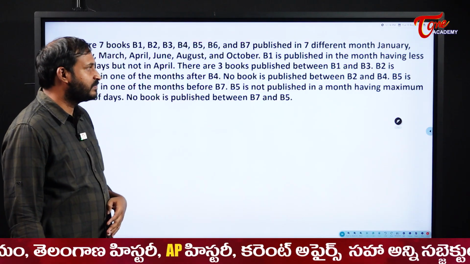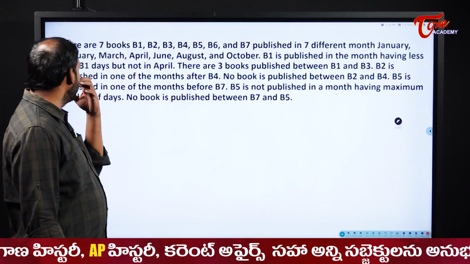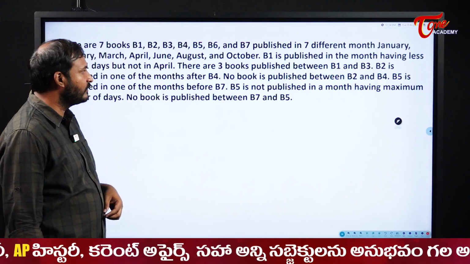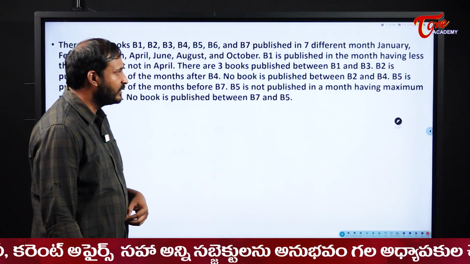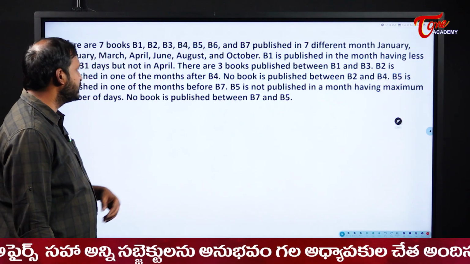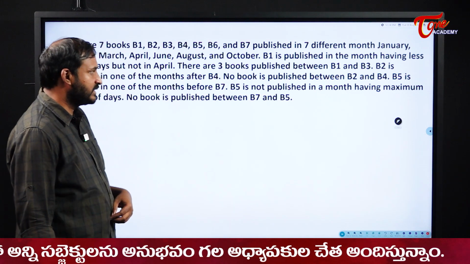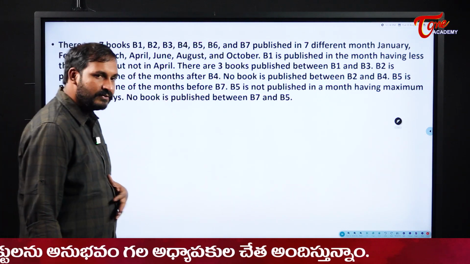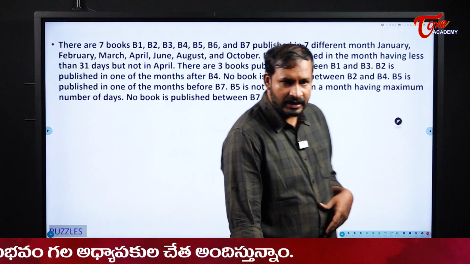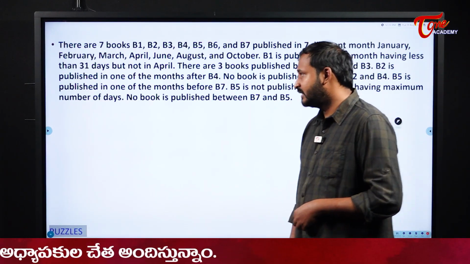B1 is published in the month having less than 31 days but not in April. Next, there are 3 books published between B1 and B3. B2 is published in one of the months after B4. No book is published between B2 and B4. B5 is published in one of the months before B4, B7, and like this we will have the question. Read the question, try to solve this one.